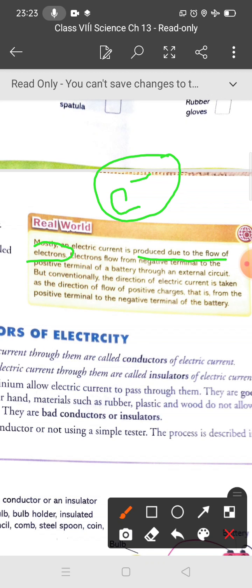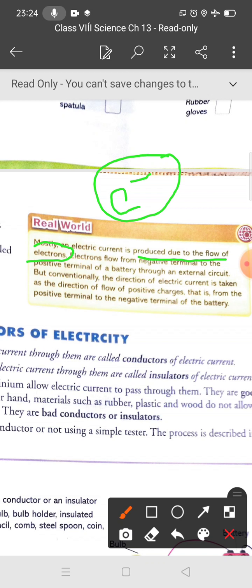These are the subatomic particles of the atom. An atom has three atomic particles: electron, proton and neutron. Electric current is mostly produced due to the flow of electrons. What are electrons? These are the negatively charged particles.